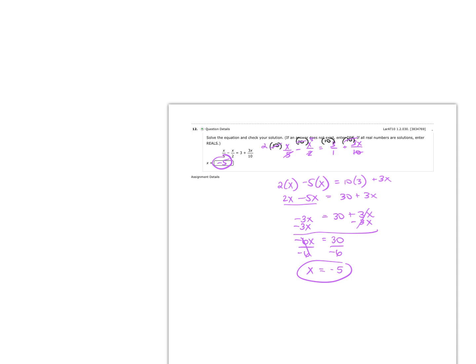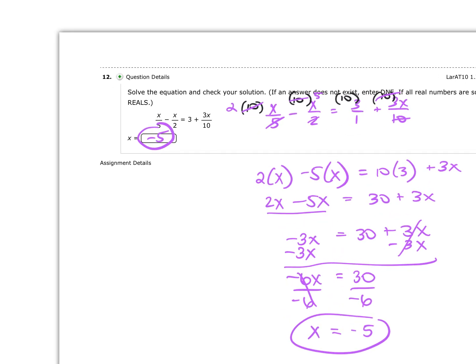Now, I know these division ones are harder. These fraction ones are a little harder to plug in. These are probably the most difficult to plug in. But again, let me just show you how, you'll see that it'll work. So I got that x was negative 5. So negative 5 over 5 minus negative 5 over 2 equals 3 plus 3 times negative 5 over 10.